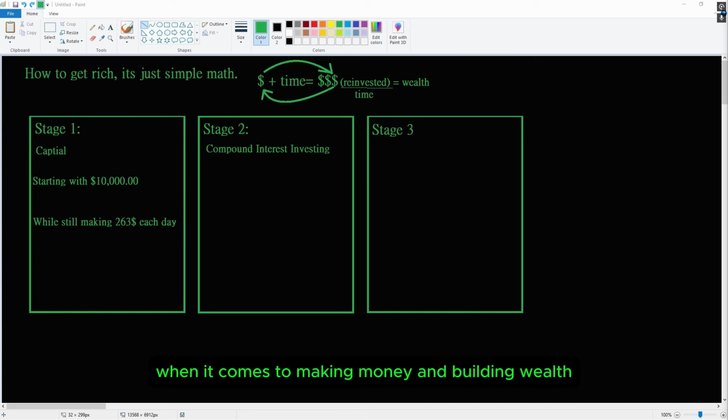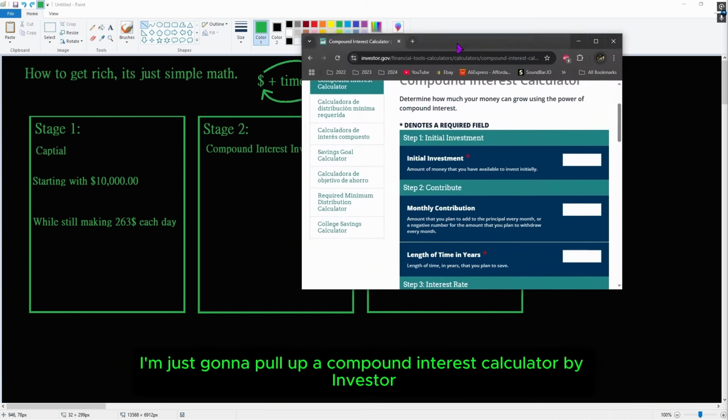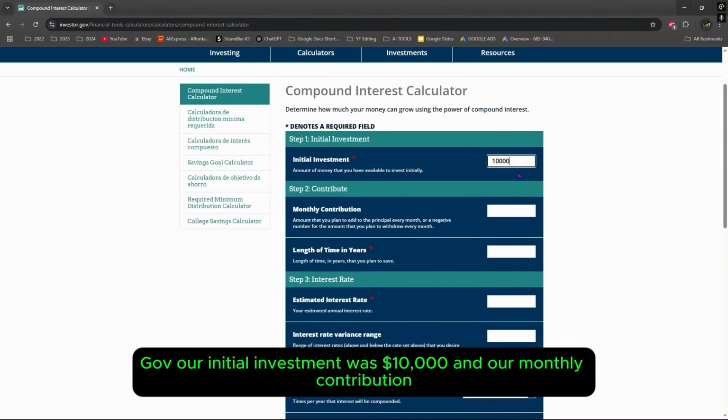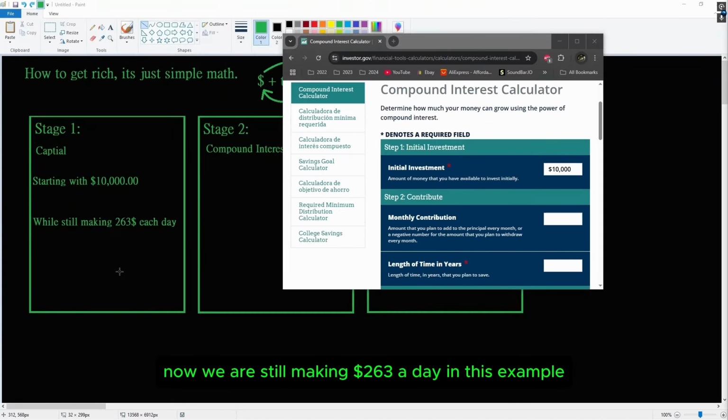Compound interest investing is one of the most important things to implement when it comes to making money and building wealth over time. I'm just going to pull up a compound interest calculator by investor.gov. Our initial investment was $10,000. And our monthly contribution, now we are still making $263 a day in this example.